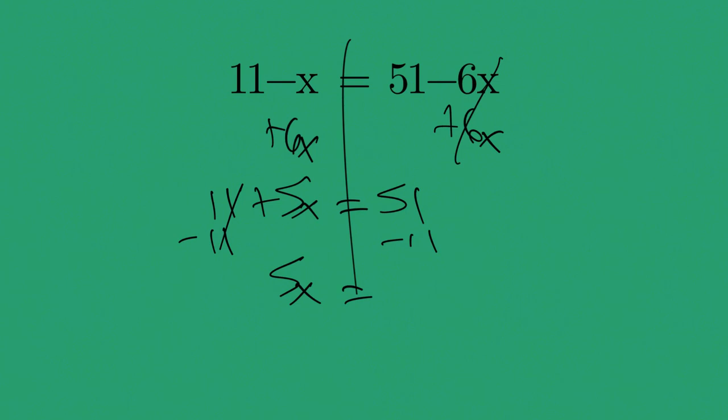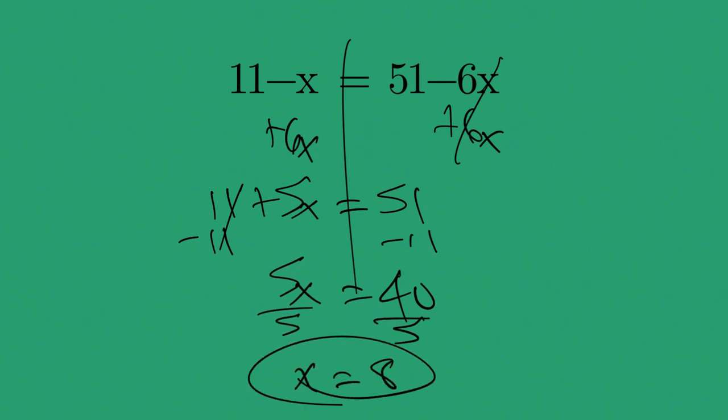51 minus 11, I believe, is correct. Yeah, 40. I think I heard it over there. 51 minus 11 is 40. What's that solving step? What's the last step here? Yeah, awesome. Good. 40 divided by 5, there's your 8. Okay?